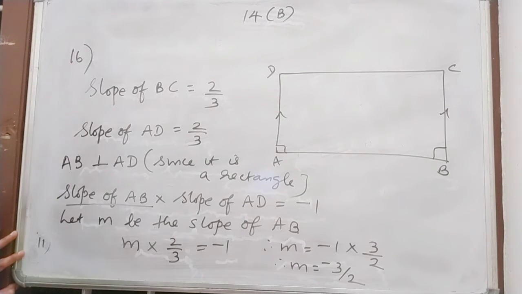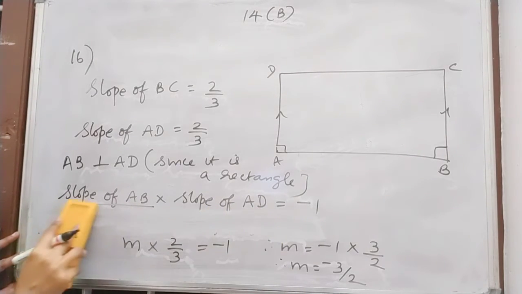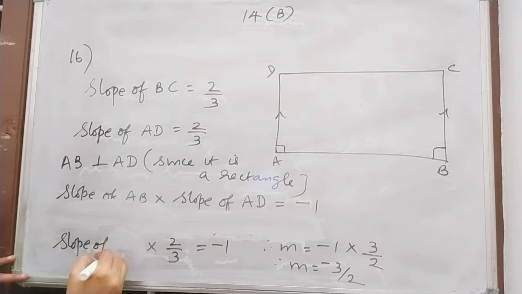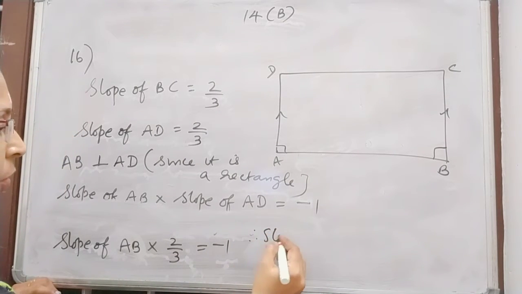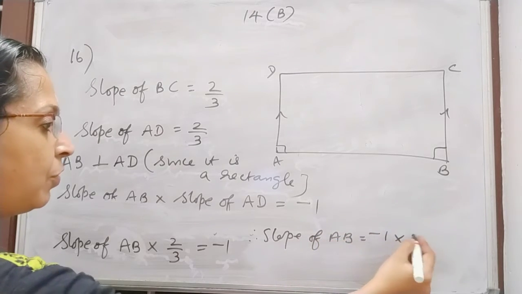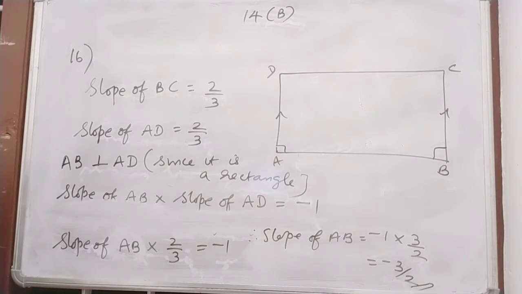Instead of taking M as the slope of AB, you can write directly: slope of AB times 2 by 3 is equal to negative 1. Therefore, the slope of AB is equal to negative 1 times 3 by 2. That is, the slope of AB is equal to negative 3 by 2.